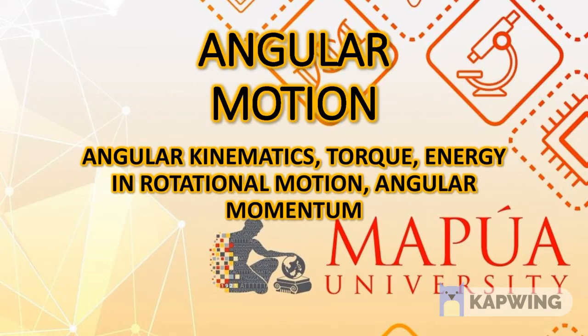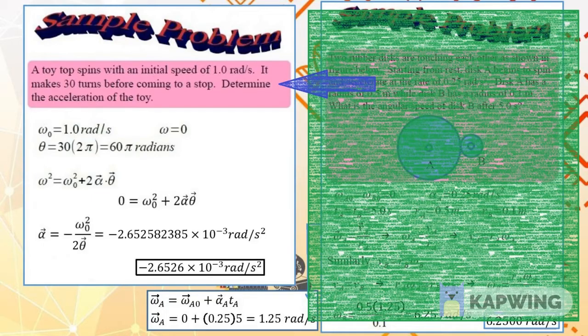So let's move now to the examples part of our discussion of angular motion. We divide our discussion of examples into two parts to keep the videos short and simple. So first, let's look at the following problem.